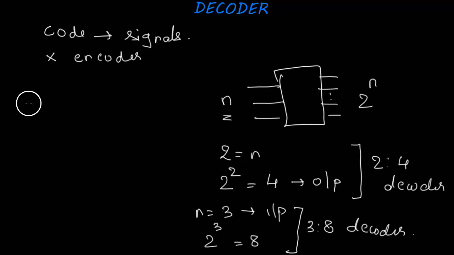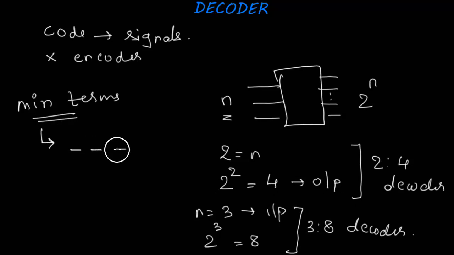The outputs that we get in this decoder are in the form of minterms. We have covered what minterms are previously. Please refer to the videos on my page to understand what a minterm is. So just to recap, a minterm is a combination of elements in a dot form. So we have A, B, C, and this is a form of minterm. So now let's see what a 2:4 decoder is.